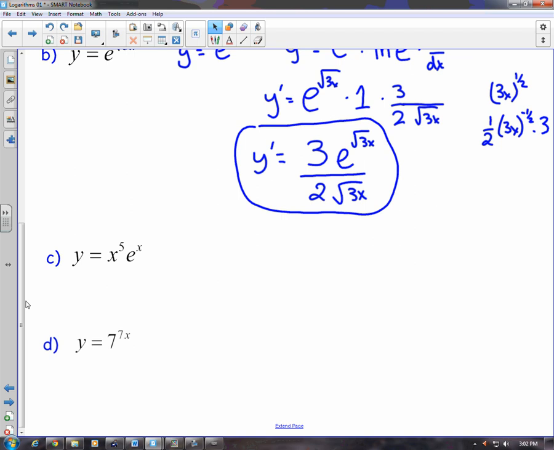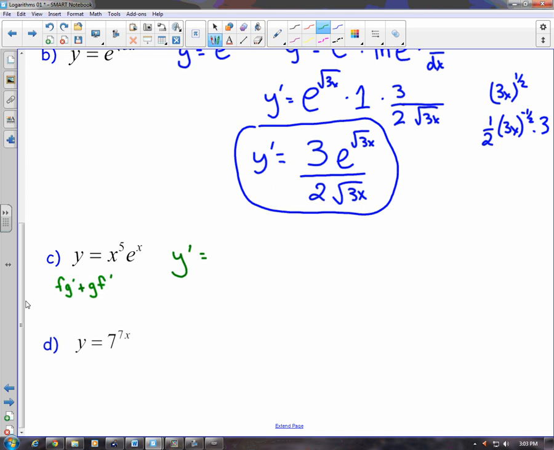All right. What do we got in C? Oh, we've got a product rule. So don't forget the product rule, right? Everything that we've learned up to this point, we put back into practice. So product rule, let me use green just to alternate some colors here. First times the derivative of the second, second times the derivative of the first.